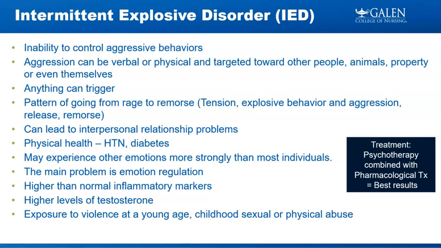And I know there's a lot here. These are behavioral outbursts, inability to control that aggressive impulse. Verbal, physical, can be targeted towards other people, animals, property, themselves. Anything can trigger it, and it can be something small, tiny, tiny thing, and then a massive explosion of anger. And we tend to see it go from rage to remorse. It does affect their relationships with other people.